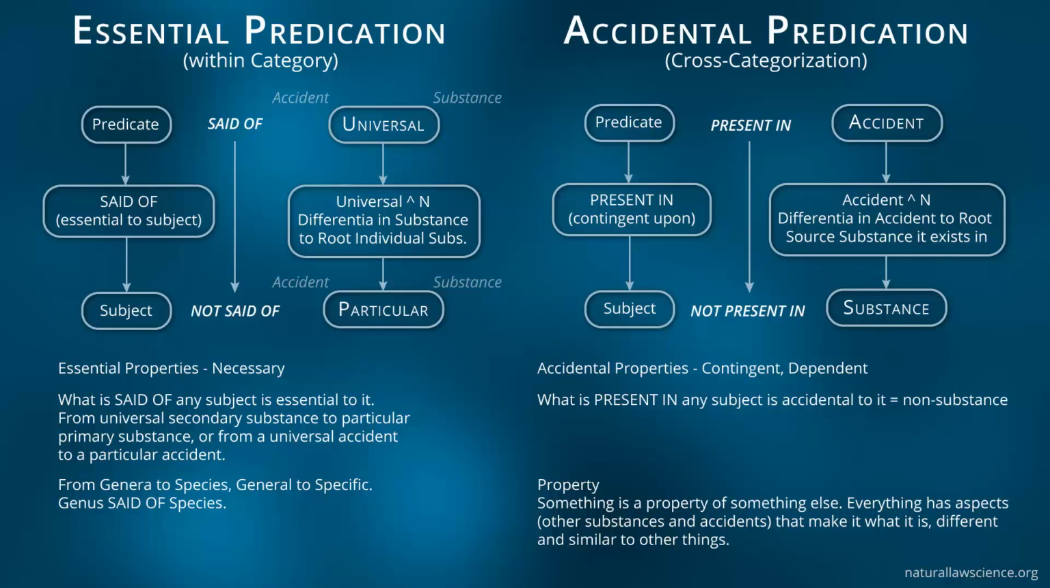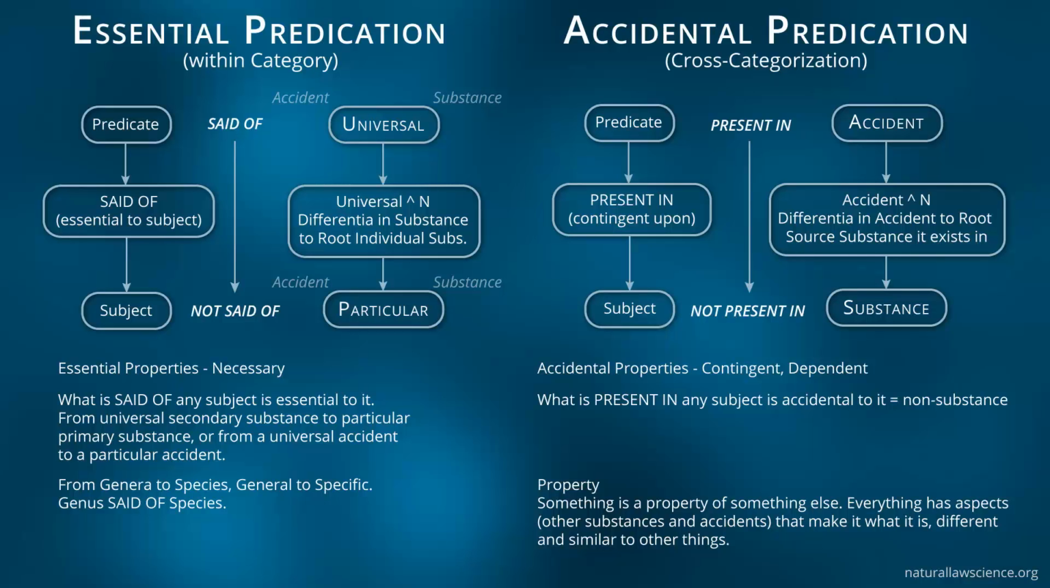So the essential properties are necessity, and the accidental properties are contingent and dependent. What is said of any subject is essential to it. We go from universal secondary substance to particular primary substance, or from a universal accident to a particular accident. It's from genera to species, general to specific. The genus is said of the species. An accidental predication is what is present in any subject is accidental to it. So it's a non-substance.